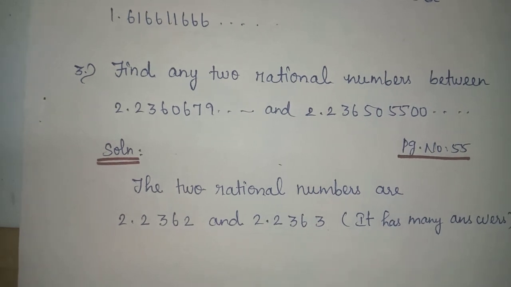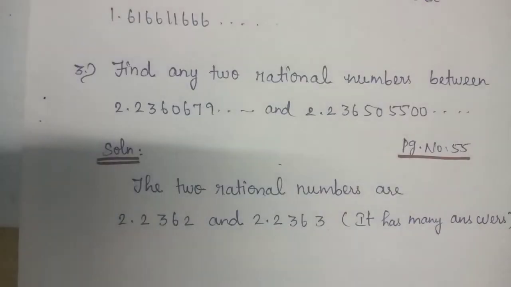So that's all, students. Up to this, exercise 2.3 is over. I hope you understand the concept of how to represent an irrational number on the number line, as well as how to find rational or irrational numbers between two numbers.